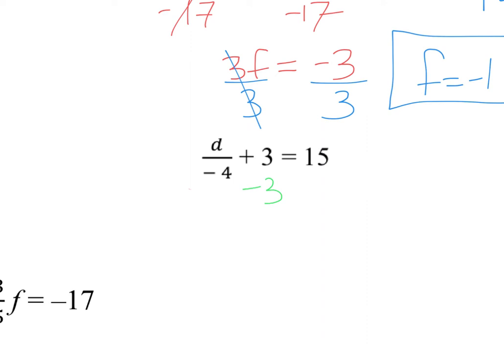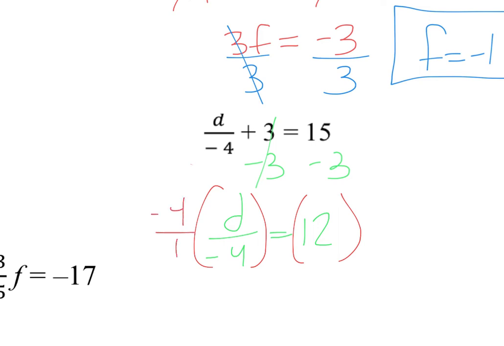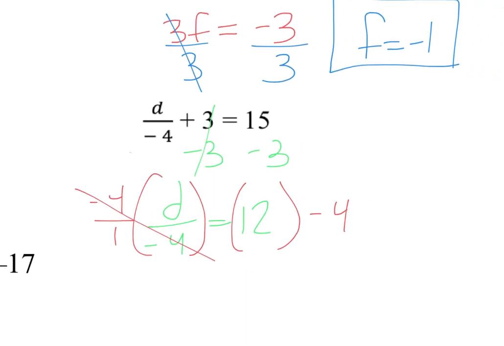So first I could subtract 3 from both sides. Now when I go to multiply both sides by -4, or if you want to think of it as a reciprocal, -4/1, I don't have as many terms to multiply everything by. I just have one term left on both sides. So I get that d is equal to -48.